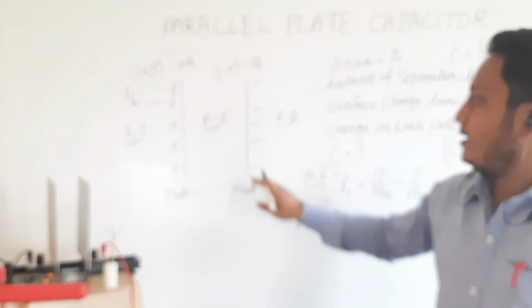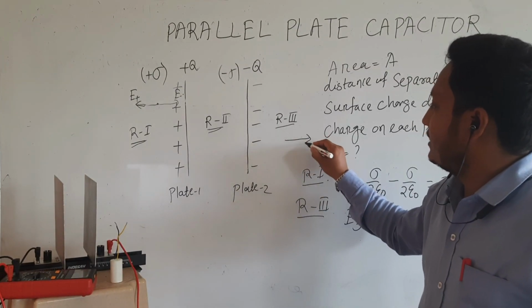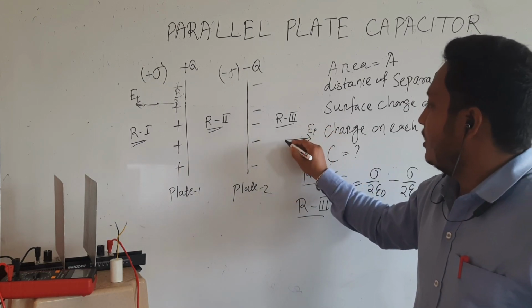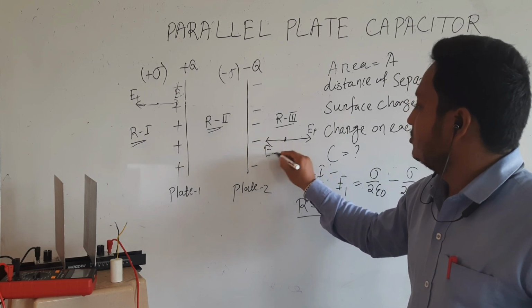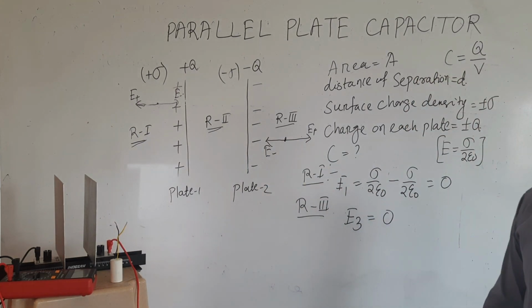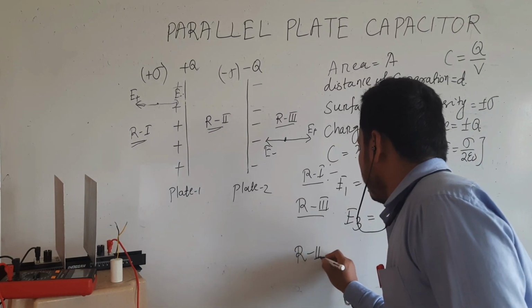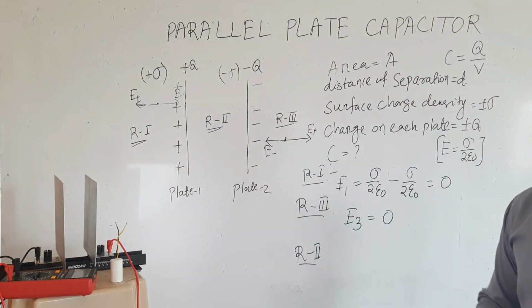In this region also, the electric field for the positively charged plate will be outward, E plus, and for the negatively charged plate it will be inward, E minus. So both will cancel each other, and E3 will be 0. The last one is region 2, which means in between the plates of the capacitor.